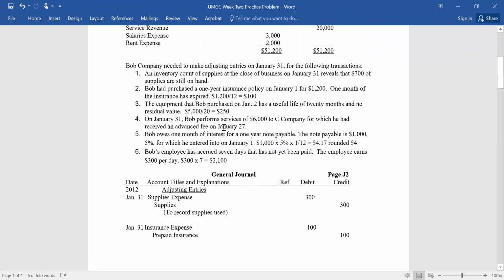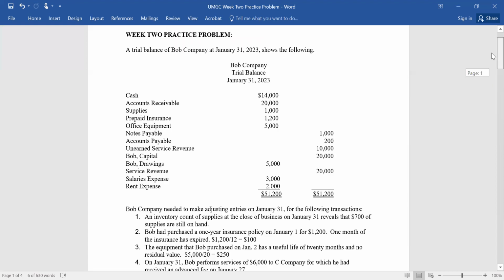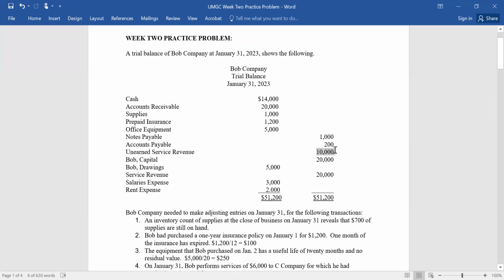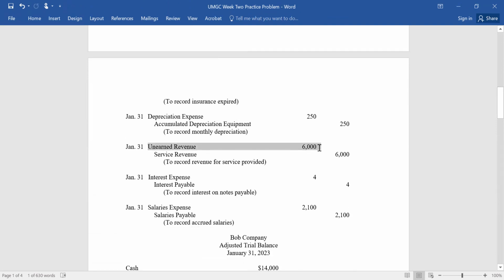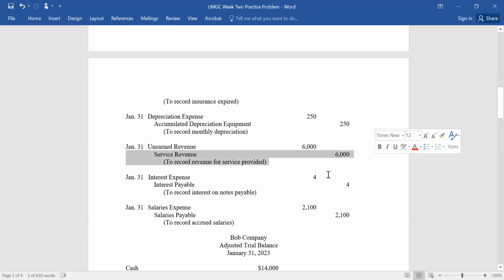Next one, on January 31st, Bob performed services of 6,000 to C Company for which he had received an advance fee on January 27th. If you look at the initial trial balance, I had 10,000 in unearned service revenue. I've now earned some of that, right? So I have to reduce it. And since I've earned it, what I have to increase is service revenue. So in the adjusting entry, I'm going to debit unearned service revenue for $6,000. The reason is that initially unearned revenue would have had a credit balance, and to reduce it, I need to debit it. And I'm going to add to service revenue, so I want to credit that for $6,000.